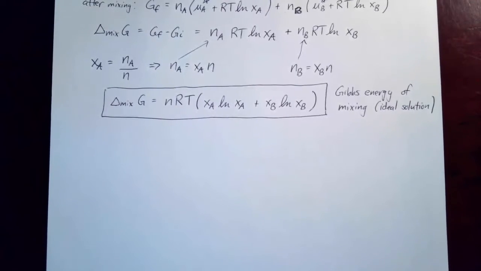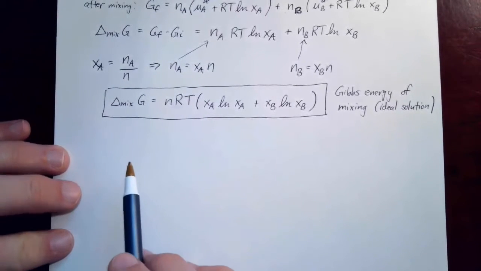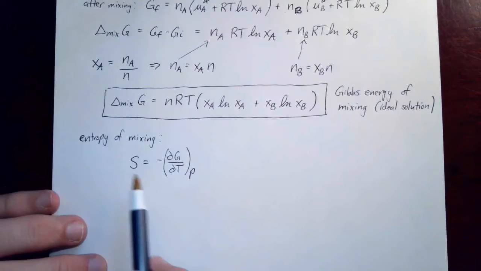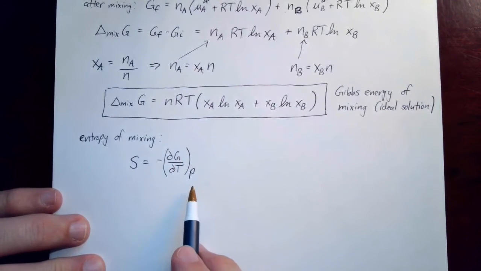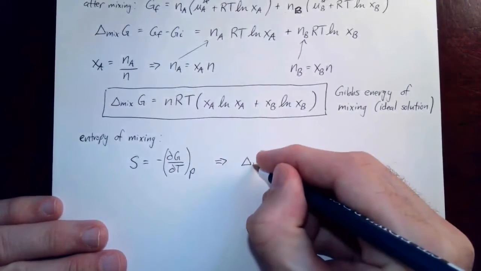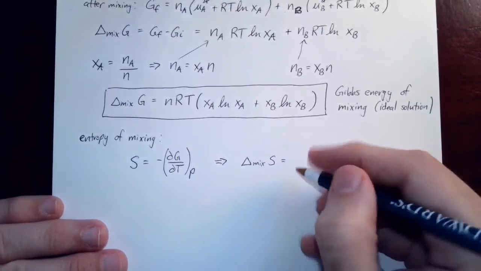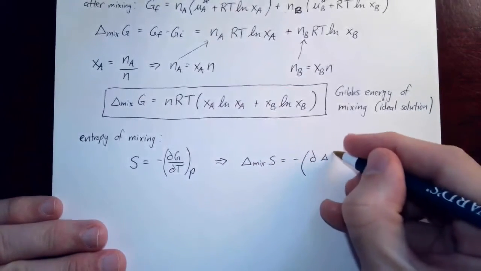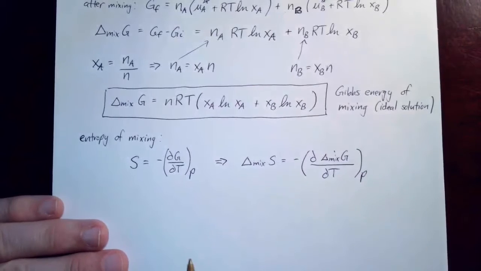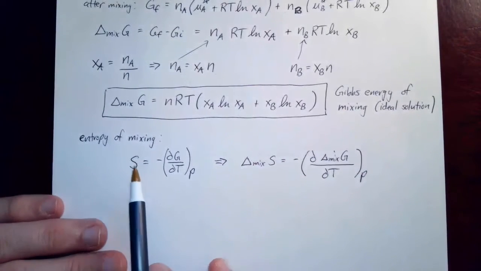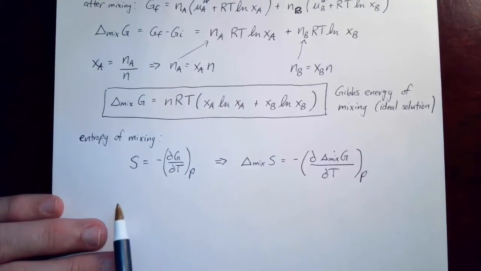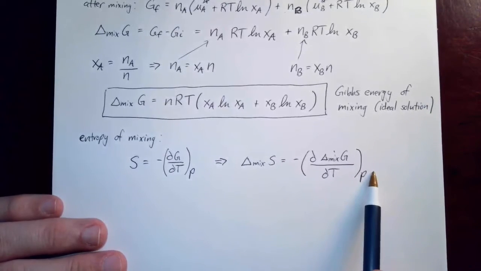All right, now let's find the entropy of mixing. So remember, the entropy is related to the Gibbs energy with this formula. The entropy is equal to negative dG/dT at constant P. So this means that delta S is going to be negative d delta G/dT at constant P. And I've argued for this before. You can imagine if I do an S initial and G initial equation and an S final and a G final equation, I subtract those two equations, I'll get this equation.